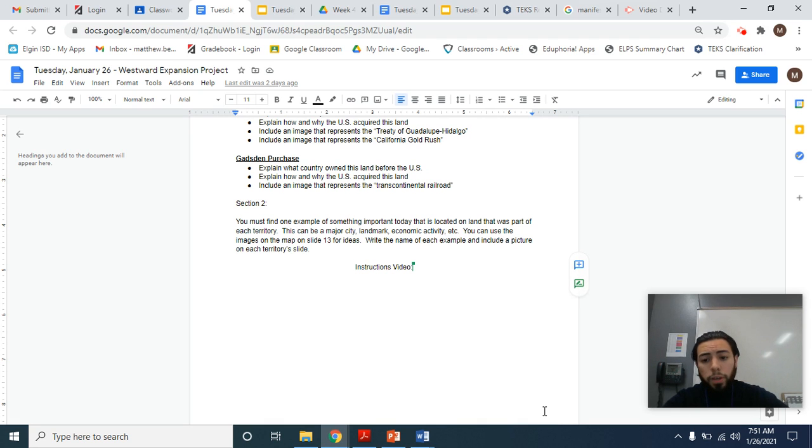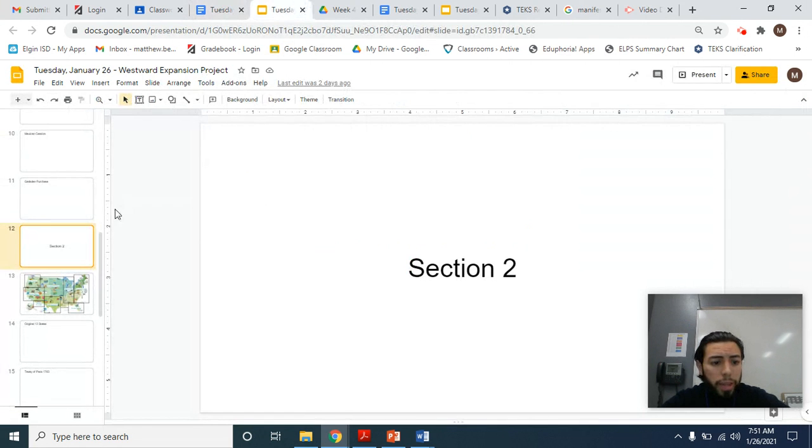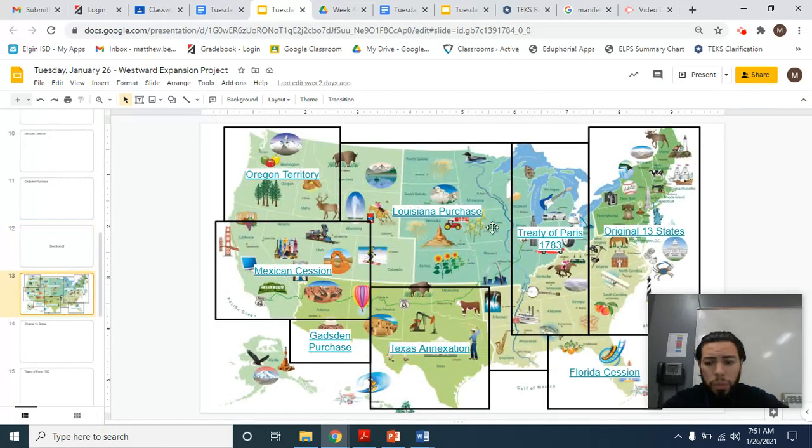So here is the video for section 2, giving you instructions and an idea of how you want to complete this. If we're looking at section 2 itself, what we can see is that we have roughly the similar sorts of territories outlined on the map, right? Obviously, it's not perfect, but I did the best I could in trying to keep the same shape and covering the same area.